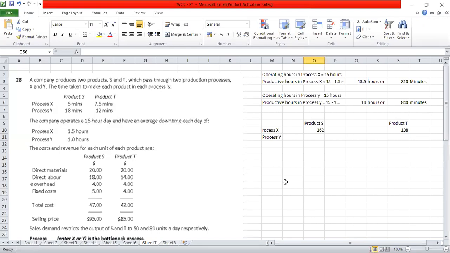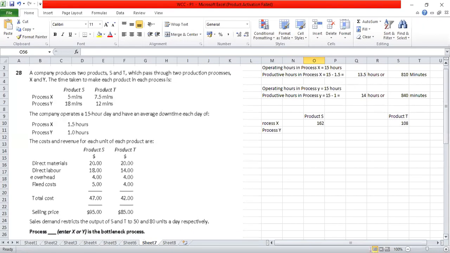Then we have in a day, the company operates 15 hours and has an average downtime of 1.5 hours in process X. Process Y it is 1. So first we started working out what the productive hours are in each of these processes. Then on that note we stopped.